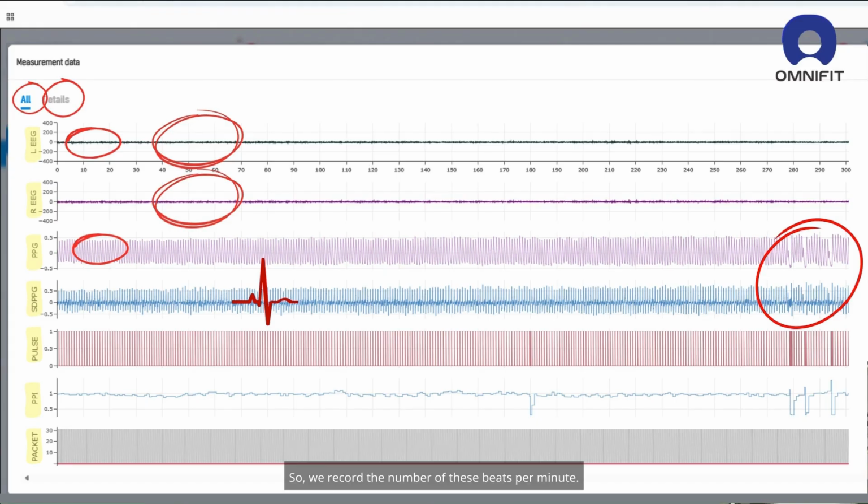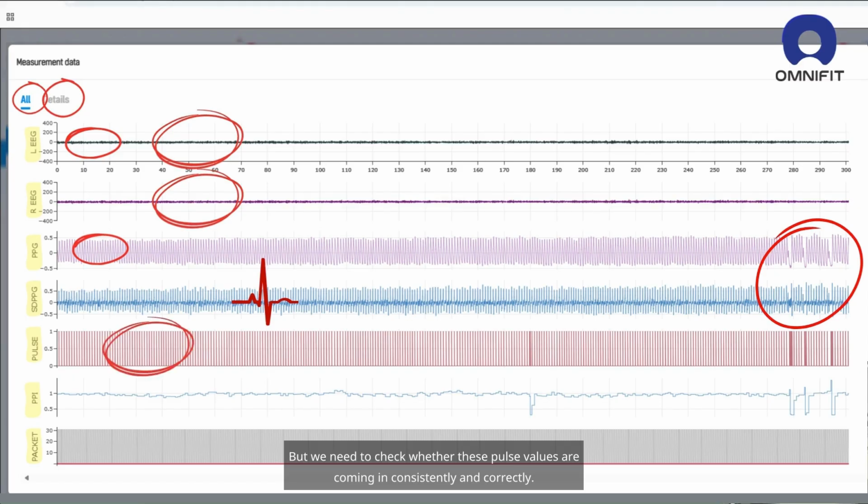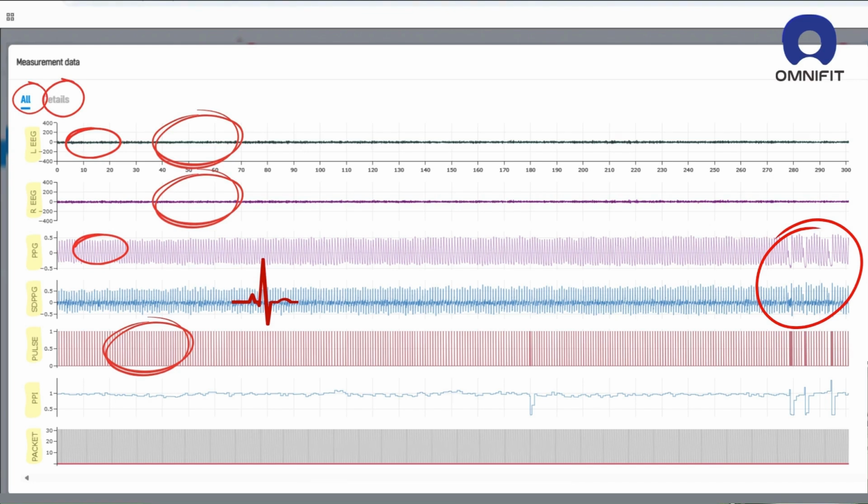So, we record the number of these beats per minute. But we need to check whether these pulse values are coming in consistently and correctly. Only if they come in properly can we use those values for our analysis. And finally, a packet refers to the unit of signal transmission and reception in digital communication. If these packets aren't transmitted properly, the data won't come through correctly. If the transmission fails, it will also be difficult to analyze the data.